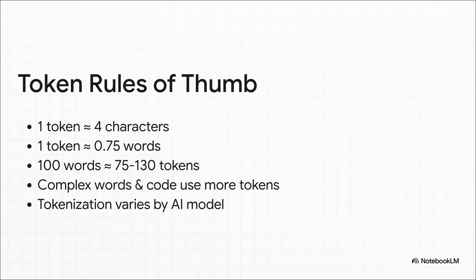So how can you guesstimate this stuff? Well, for English, there are some pretty good rules of thumb. A token is roughly 4 characters, or you can think of it as about 3/4 of a word. So 100 words is going to be maybe 130 tokens, give or take. But just remember, and this is important, really complex words or chunks of code will use up way more tokens. And on top of that, every single AI model tokenizes things just a little bit differently.